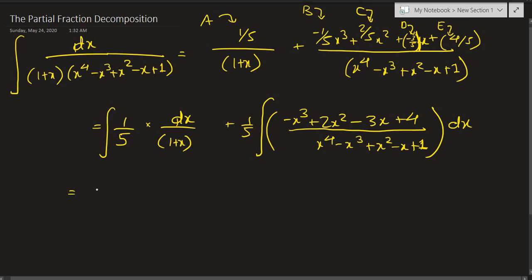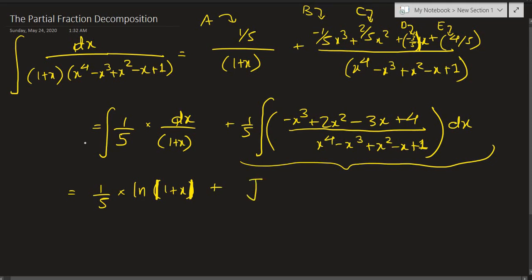So this can be integrated easily. We have 1/5 times the natural log of the absolute value of 1 plus x. Yes, we have an absolute value because we don't know whether the inside part is going to be positive or negative. Plus, now I'm going to call this integral j. This is just the original integral that we split into factors, I. So we also have to find j, and after finding j we'll plug everything back in. Let's do that on a fresh page.